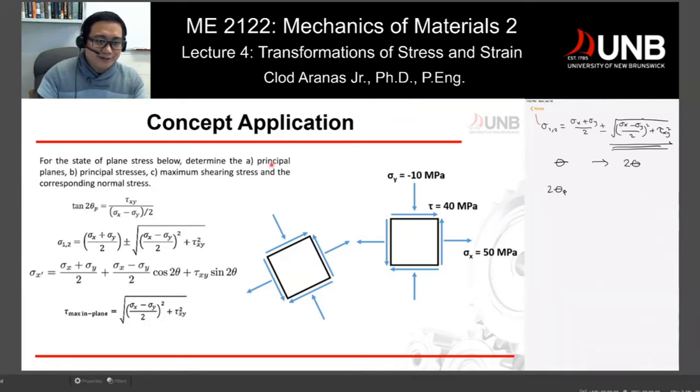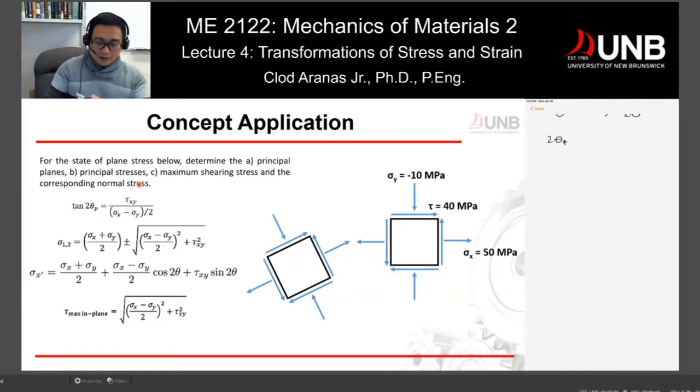Now let's go back to this. Determine the principal planes: how much rotation I need to get my principal stresses, maximum and minimum. Letter B is what the values of those stresses are. Letter C is what the maximum shearing stress would be and the corresponding normal stress once you reach your maximum stress. So let's start the problem with letter A.